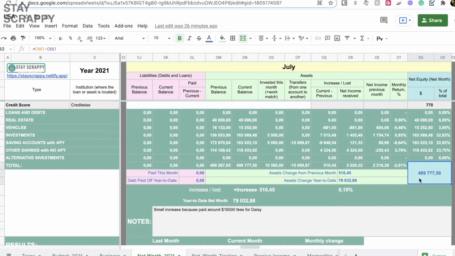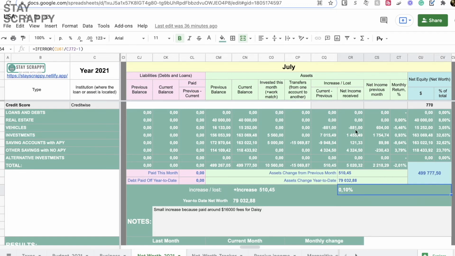Our total assets are worth almost $500,000, and because we don't have any liabilities, our total net worth is the same as the amount of all the assets we have. This month our net worth increased by only $510. This is a small amount, but it happened because we spent around $15,000 on Daisy, our secret project. Now, from June to July, we can see a 0.1% increase. That is up from the last month's change.